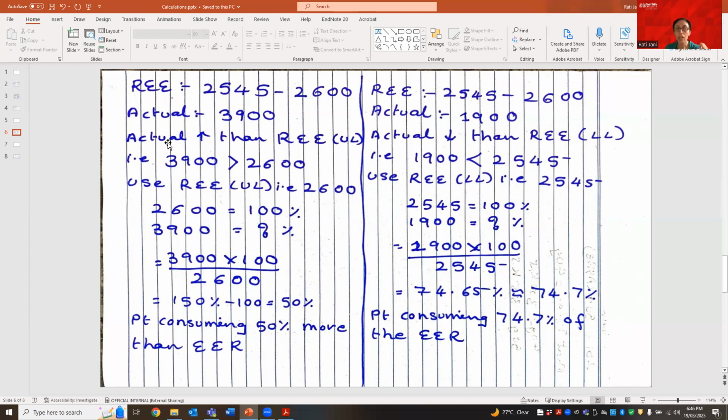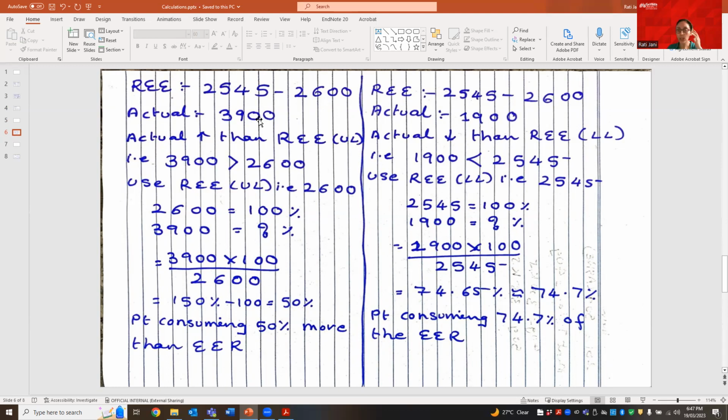Your actual intake of energy is greater than the recommended energy intake. How do I come to that conclusion? This is the upper limit of the recommended energy intake. 2,600 is the upper limit. What is the person having? 3,900. This is more than the upper limit.